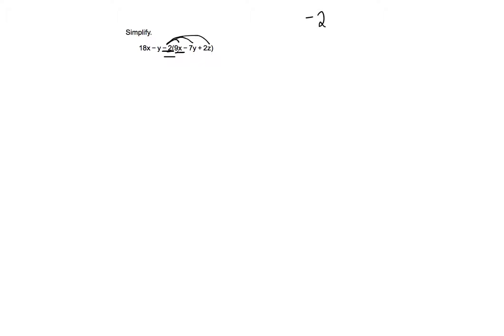Now to do -2 times 9x, all you're going to do is multiply the numbers together and then include the x. So a negative times a positive is a negative. So a -2 times a positive 9 gives me a -18, and then I have the x. So I'll just include this in my line below. And while I'm writing this out, I'm just going to bring down these terms, even though we're not doing anything with them just yet. I'm just going to bring them down so I don't lose them later on.